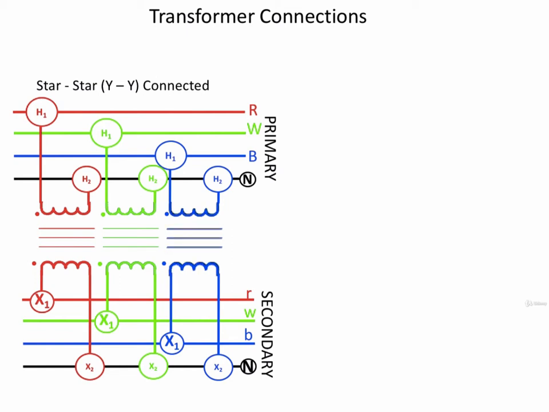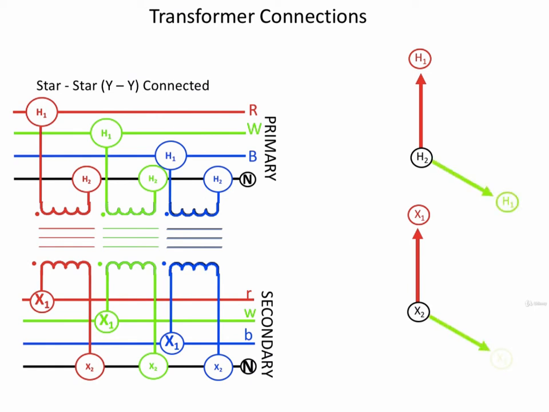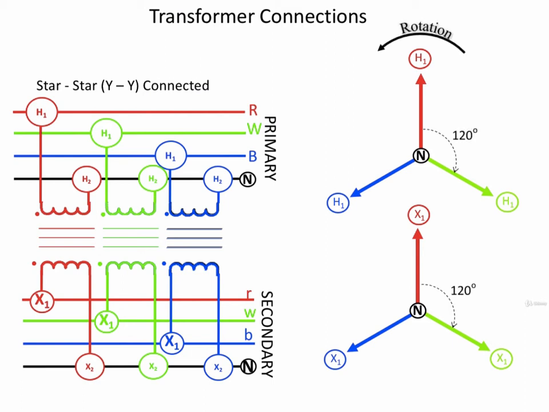The vectors or phasors look like this. The red phase, both primary and secondary, disregarding the magnitudes, are in phase. The white phase on both primary and secondary are also in phase, and the blue phase, both primary and secondary, are in phase. The H2 and X2 terminals form a neutral for both the primary and secondary, respectively. They are not necessarily connected together. The phasors are 120 degrees apart and rotating counterclockwise.